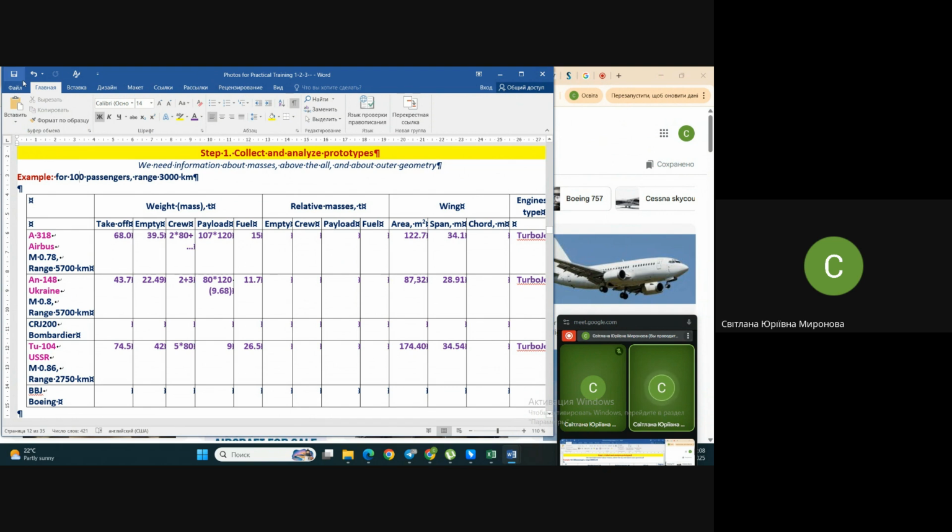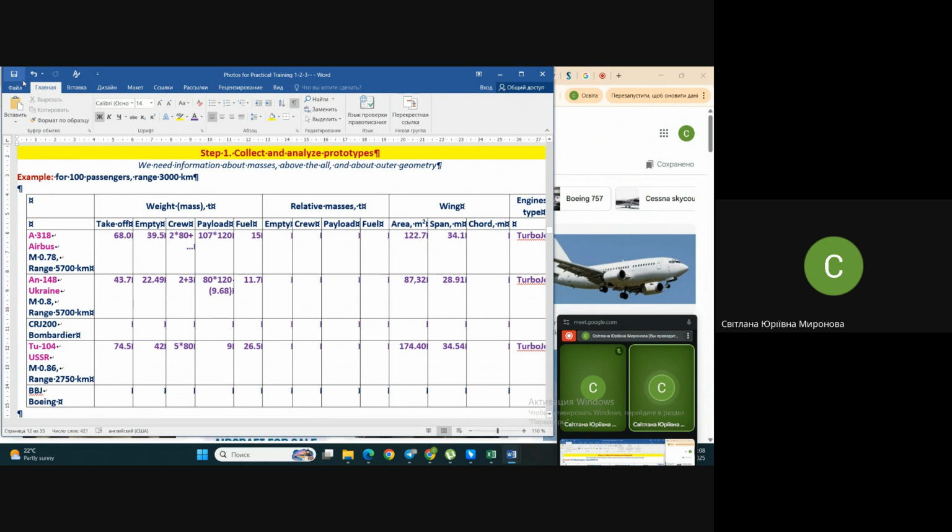I was checking for 100 passengers, but originally was going to work with 50. So I wrote it wrong and have not noticed it after I checked everything in these slides. I have not noticed this idiotic mistake. Look, 100 passengers, and the range is around 3,000 kilometers.